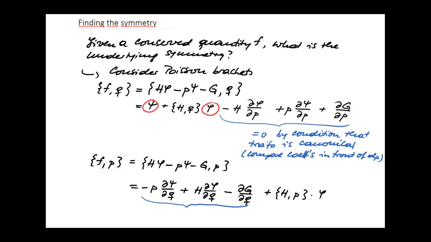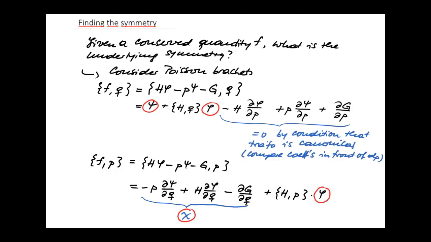Now, in this case, the first three terms, again by the condition that the transformation is canonical, add up to chi. This is the equation that we had on this earlier page that we also derived from the condition that the transformation is canonical. We had derived the formula for chi. That's exactly the formula that we derived. So you have the form here that the Poisson bracket of f with p equals chi plus the Poisson bracket of the Hamilton function with p times phi. So again, you can read off the functions chi and phi.